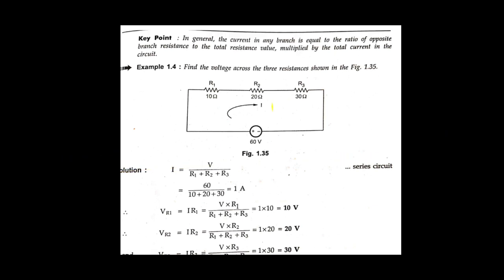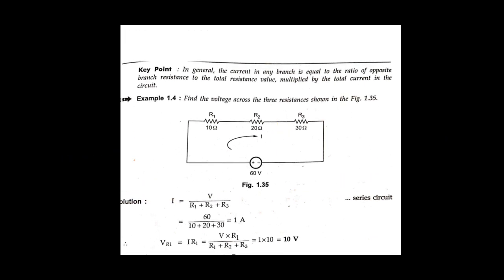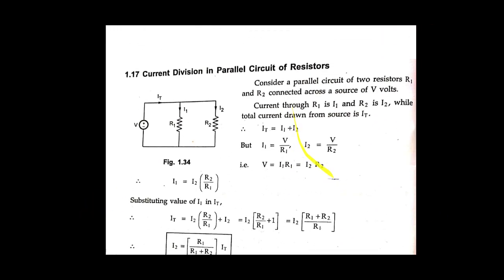So let us come to the key point. What exactly is the key point of current division in a parallel circuit? The current in any branch is equal to the ratio of the opposite branch resistance to the total resistance value, multiplied by the total current in the circuit. It is very simple.